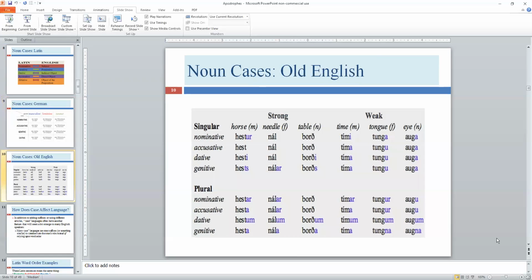And we can see here that the ends of the words also change. So if we're in the nominative case and we're saying horse, we're going to add a UR. We're going to add an I if it's in the dative case. We're going to add an S if it's in the genitive case. So just by seeing the word, we know the function of the word horse in that particular sentence.